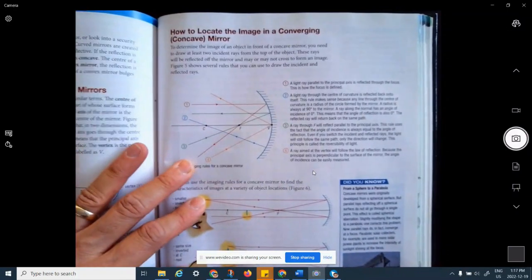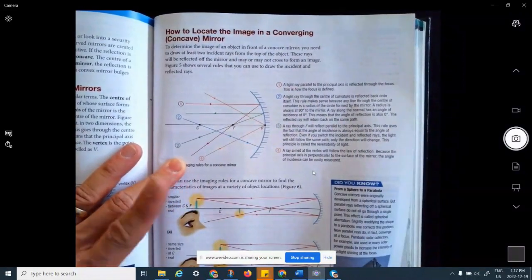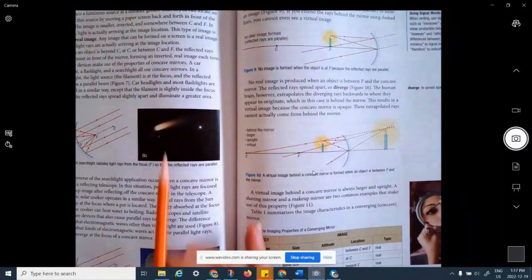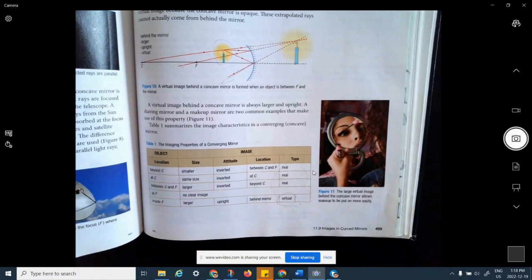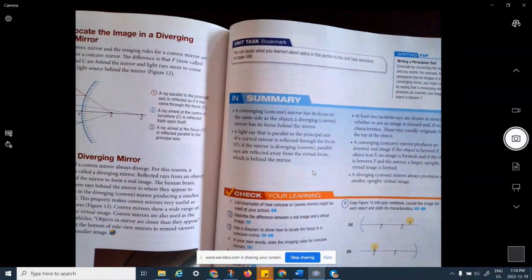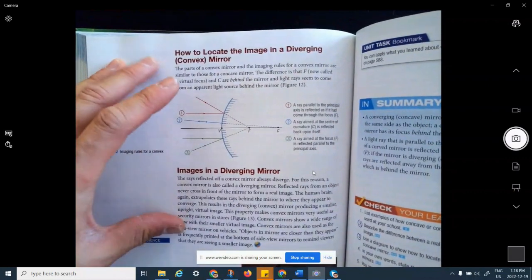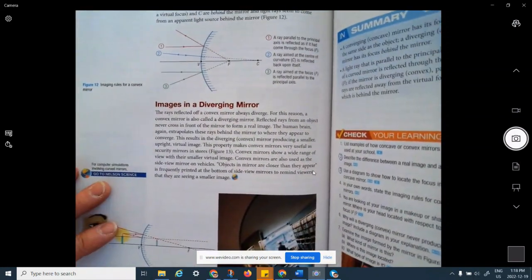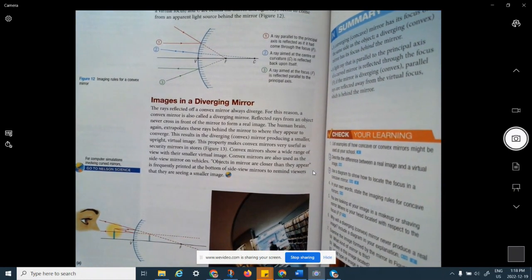The curved mirrors. Converging or concave mirrors. How do you draw a ray diagram? Make sure you know it. This is more recent. Also the uses of it. This is important, make sure you know it. This table of the properties of the images, make sure you know it. And in terms of the image in a diverging mirror or convex mirror, make sure you know it. A lot of times, instead of memorizing the table, you can just do a quick sketch of the ray diagram. You should be able to figure it out at that point.